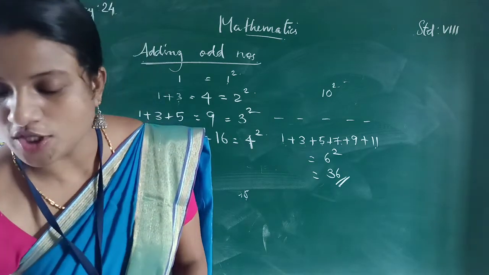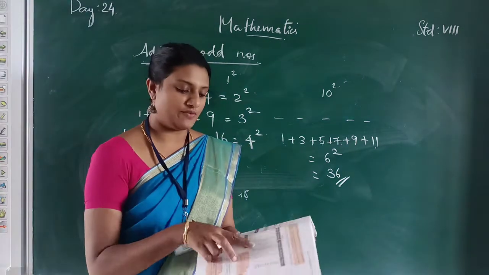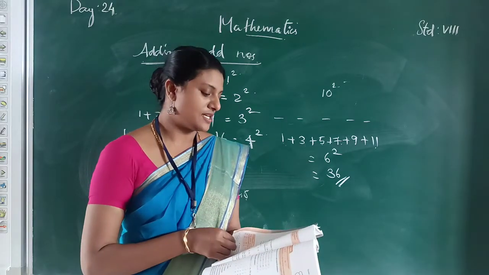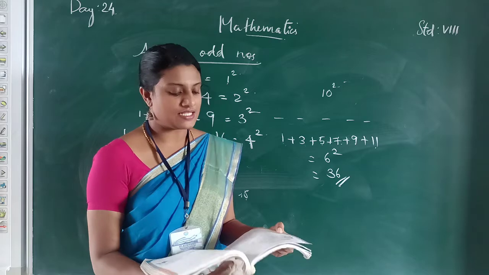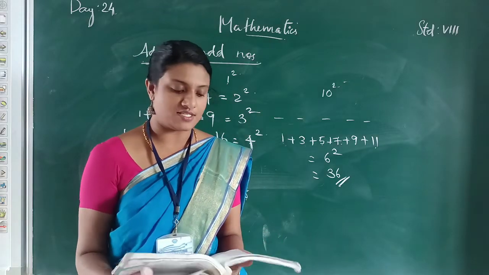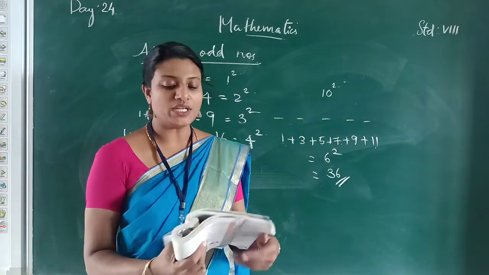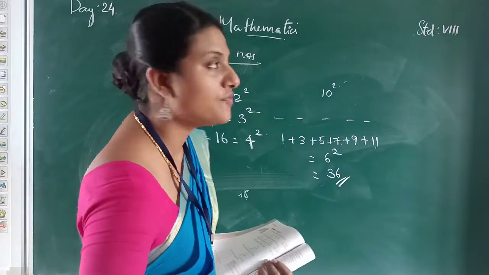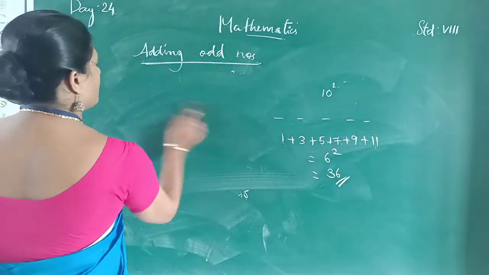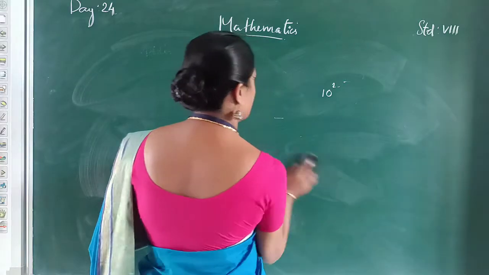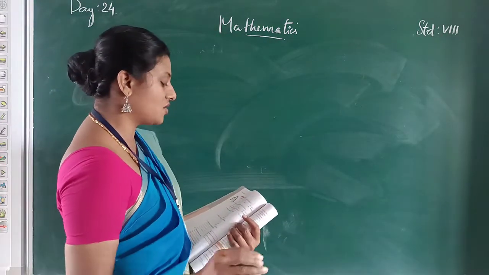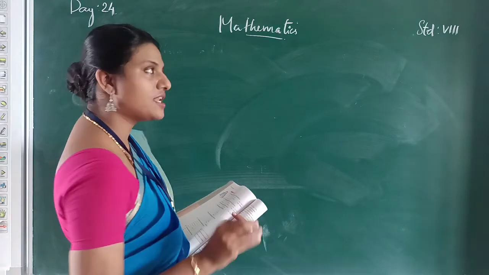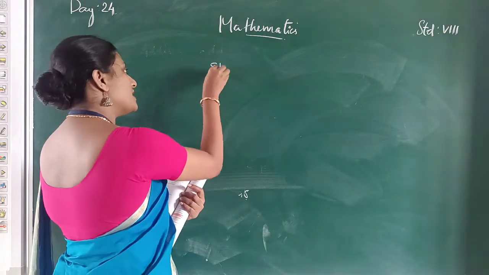Next is your exercise problem. Please be ready with your textbook. Your exercise. First exercise, Exercise 6.1, first section. What will be the unit digit of the squares of the following numbers? One question I will do for you. Next you have to do as homework. That means the first number is 81.